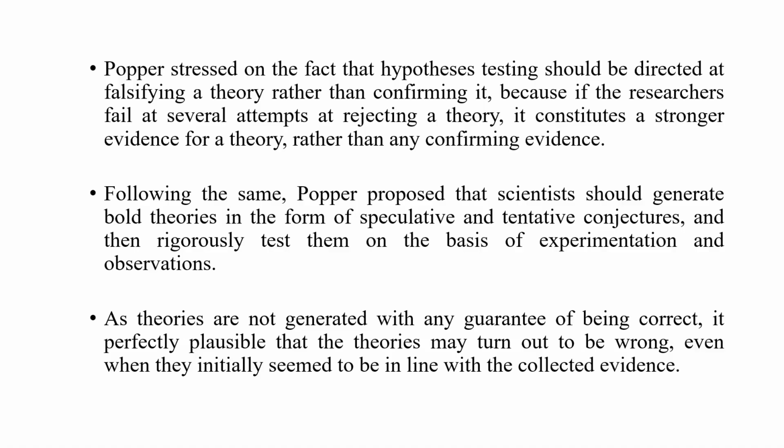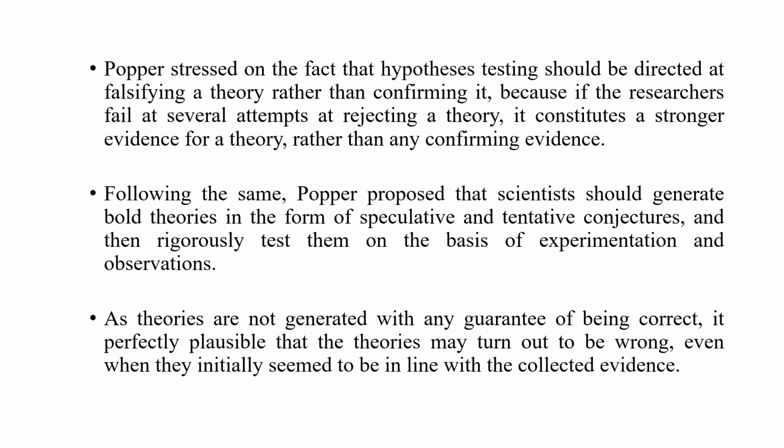If we are not able to find that black swan after repeated attempts, then we have better grounds to assume that okay, all swans are white is an acceptable theory. So Popper proposed, following the same thing, that scientists should generate bold theories in the form of speculative and tentative conjectures, and then go ahead with rigorously testing them on the basis of experimentation and observation. So you come up with a particular theory and you work out in what conditions this will not work.